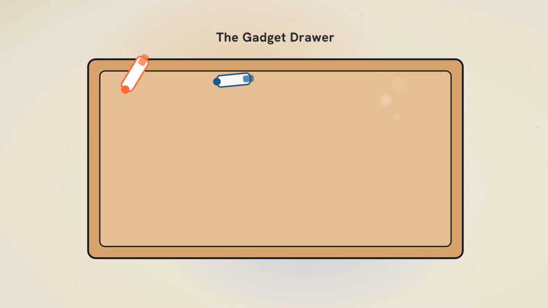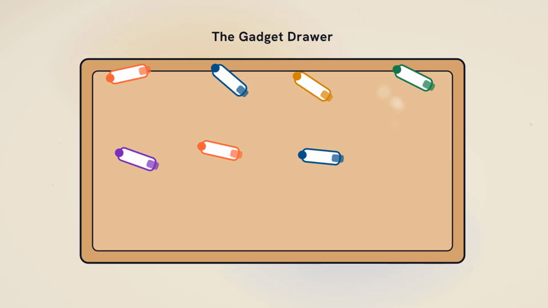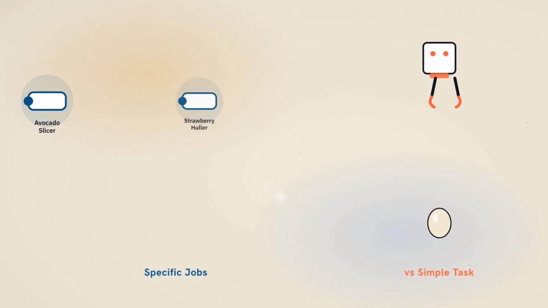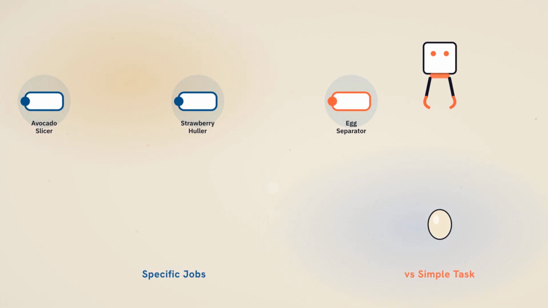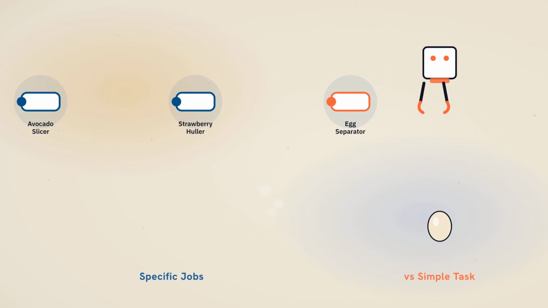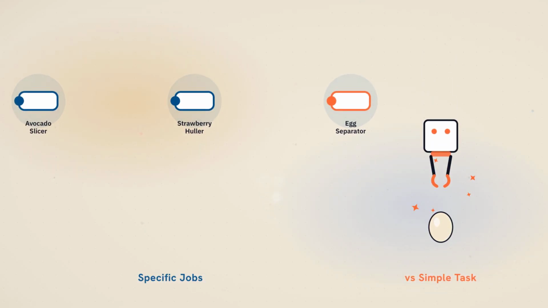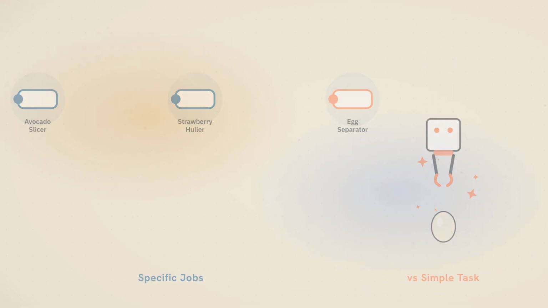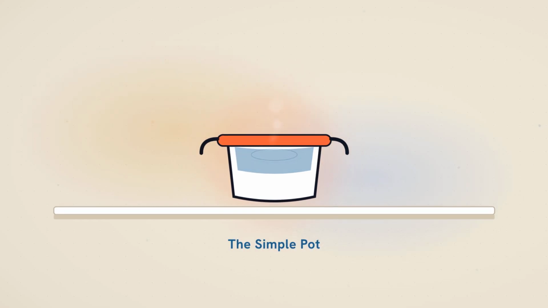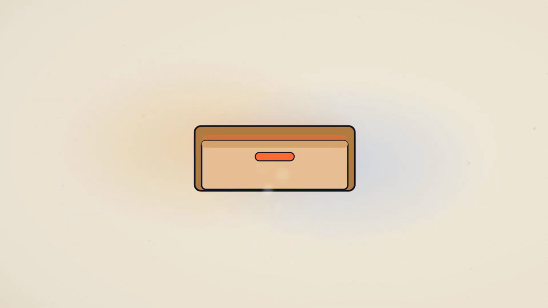Think about that messy drawer in your kitchen full of weird gadgets. You've got an avocado slicer, a strawberry huller, and an egg separator. They're great for very specific jobs, but if you just want to boil an egg, grabbing the fancy separator is just silly. You just use a normal pot and some water. That gadget drawer is LangChain.